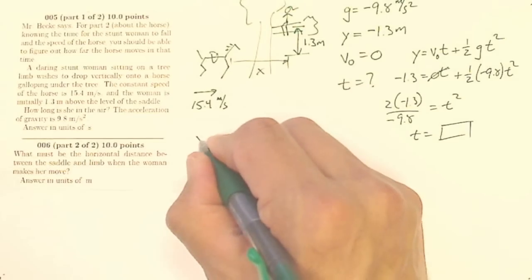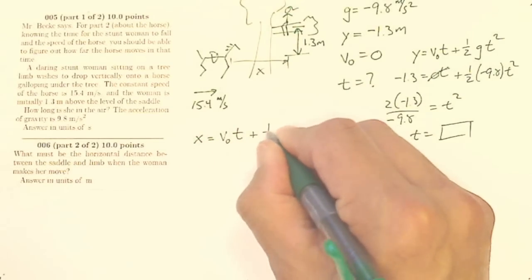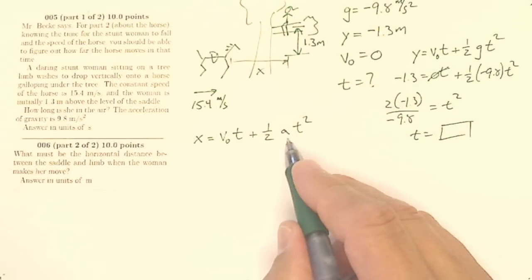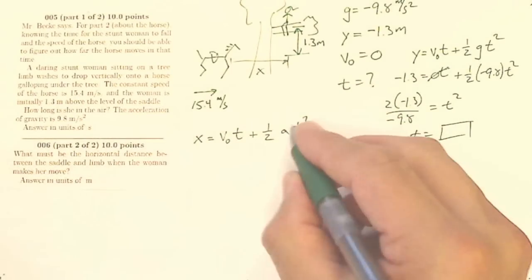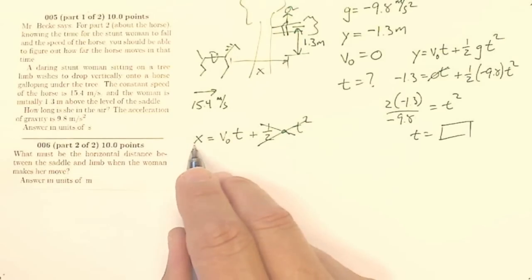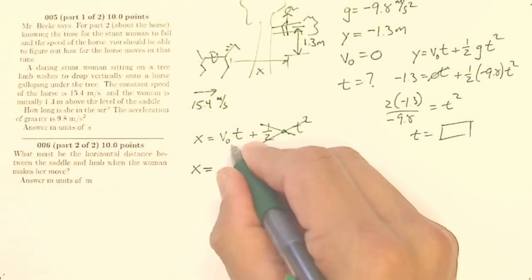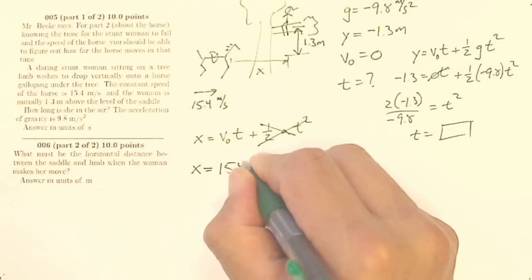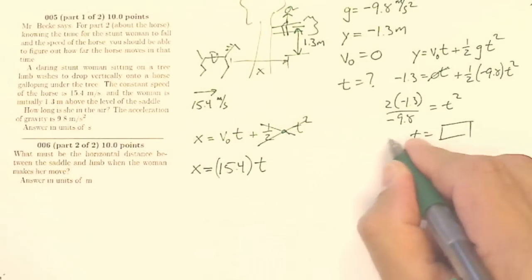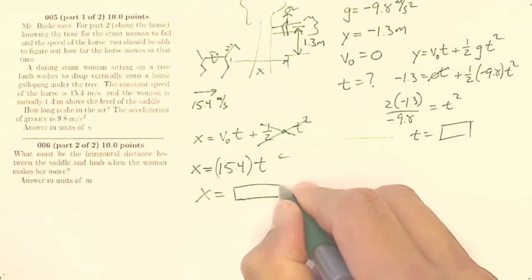So I know that my position in the x world is my initial velocity times time plus 1/2 the acceleration times time squared. But wait, this horse is not accelerating, it's moving at a constant speed, so this acceleration is 0, so this whole term goes away, and all I'm left with is the position of the horse is my velocity times my time. So how far the horse has to run is going to be its velocity, in my case 15.4 meters per second, times the time, and the time is the same time as the woman had over here, so that time goes in here, and you will wind up with a distance that the horse travels.